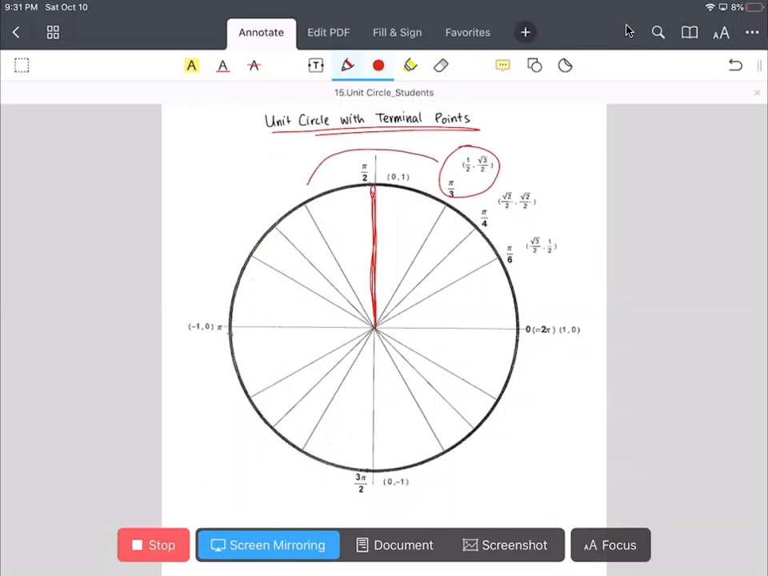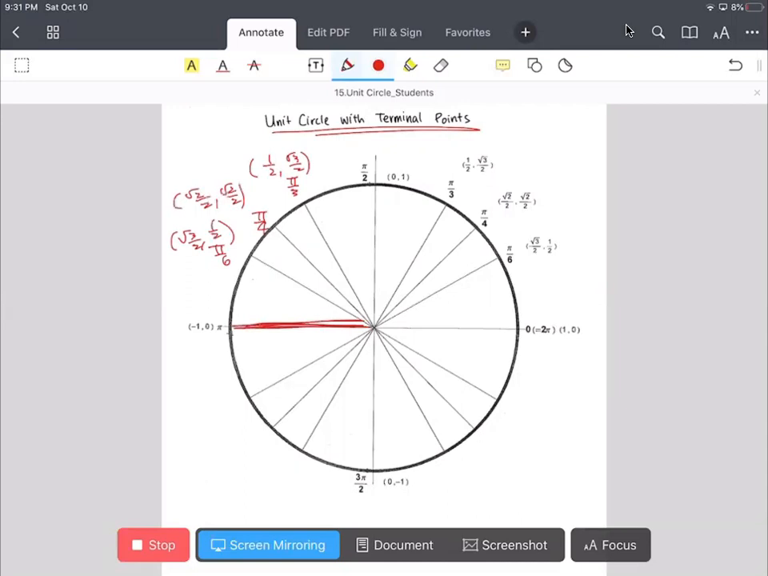So if I copy and paste by reflecting over the y-axis, I'm going to have pi over 3, and then negative half comma radical 3 over 2; pi over 4, radical 2 over 2, radical 2 over 2; and then pi over 6, radical 3 over 2, half. Now I'm going to reflect it over the x-axis and copy and paste what we have in the second quadrant. That will be pi over 6, radical 3 over 2 comma half; pi over 4, radical 2 over 2, radical 2 over 2; pi over 3, half comma radical 3 over 2.